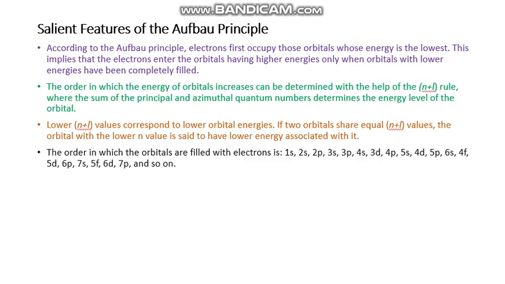Salient features: electrons must be filled in subshells from low to high energy. Electrons must be filled first in that subshell which has low n plus l value. If two subshells have the same n plus l value, then electrons must be placed in that subshell which has low n value because that has low energy. The order is given as 1s, 2s, 2p, etc.